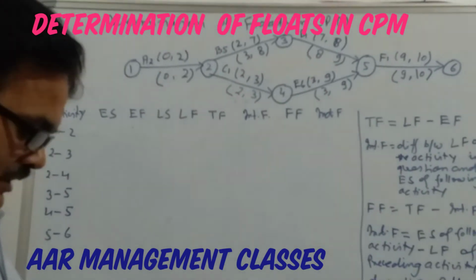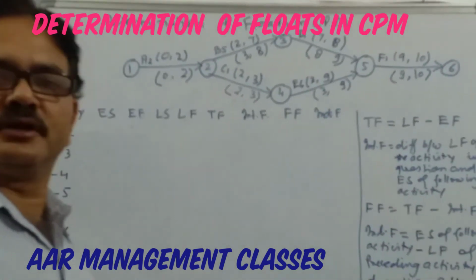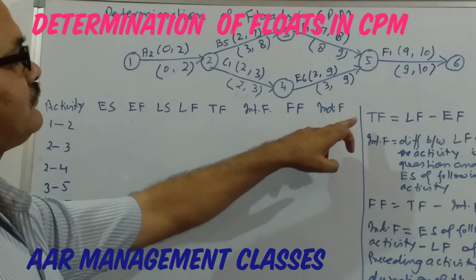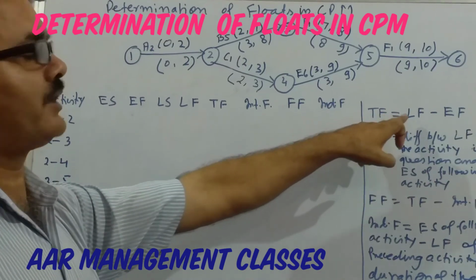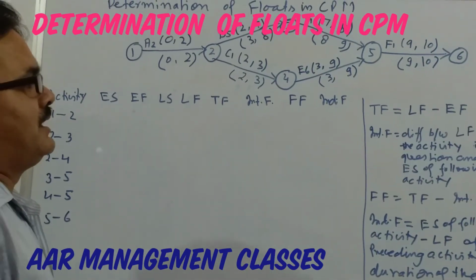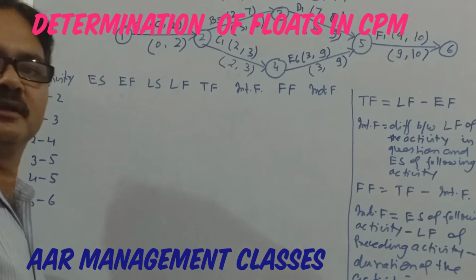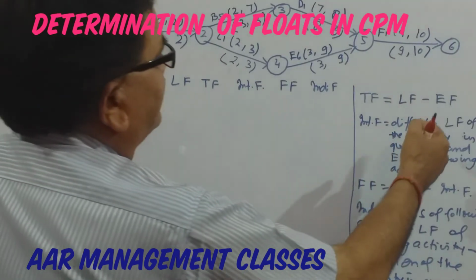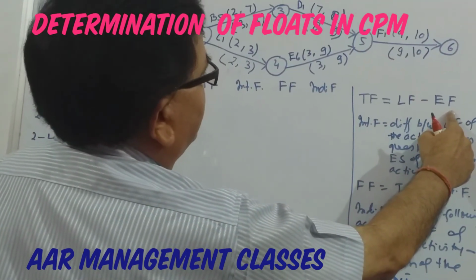There are 4 types of floats that are important. One is total float. Total float is normally calculated as latest finish time minus earliest finish time.